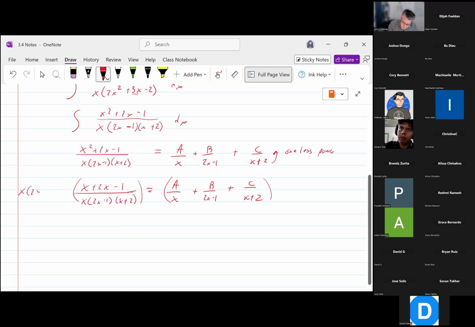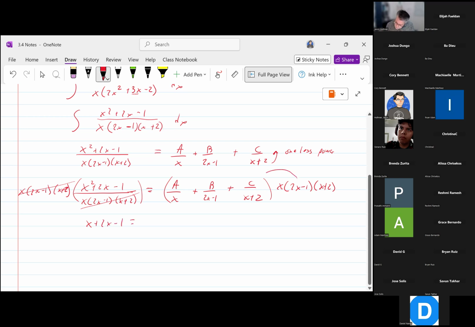Okay, x times 2x minus 1 times x plus 2. I'm going to clear the denominators on both sides here by multiplying through by x times 2x minus 1 times x plus 2. What's that going to do? It's going to allow me to clear this side, so I'm just left with x squared plus 2x minus 1.